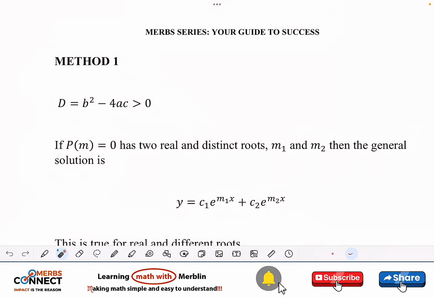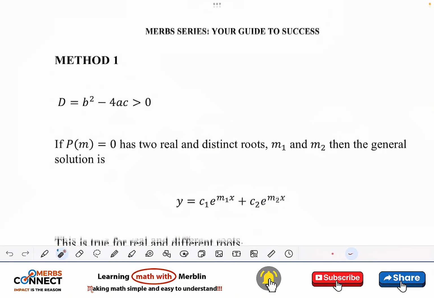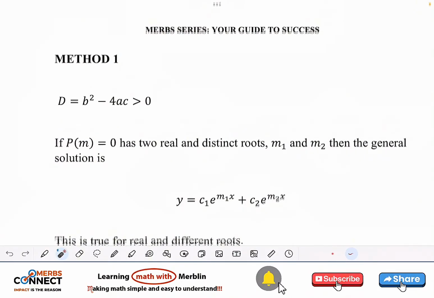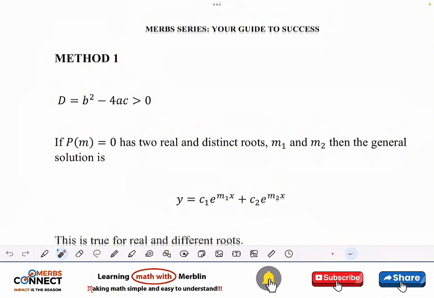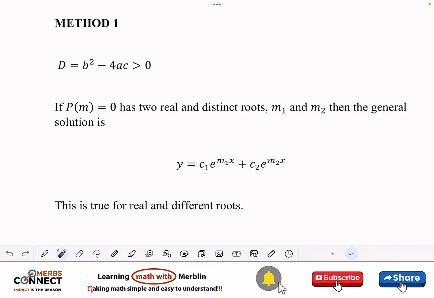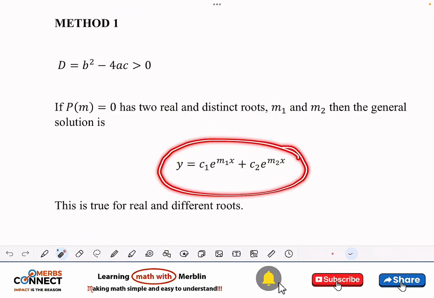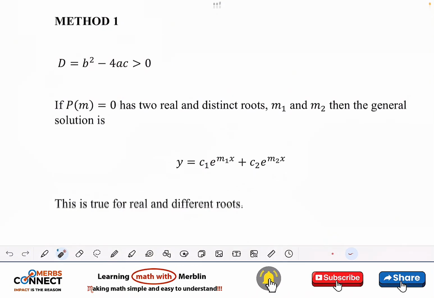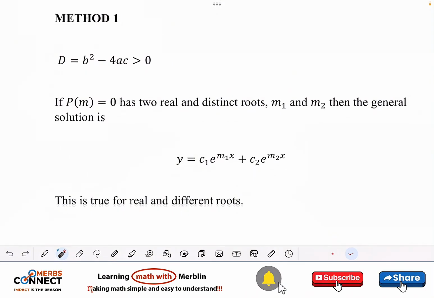So, in the previous video, we talked about homogeneous differential equations and we looked at the general solution with different methods. But in this video, we are going to look at method one and take an example. So, we saw that whenever the discriminant is greater than zero, then we are going to have real and distinct roots, and our general solution is going to be this. And we are saying that this is true for real and different roots, right?